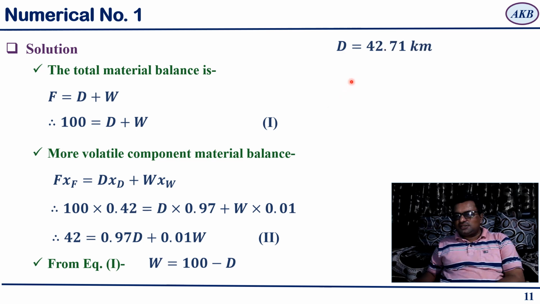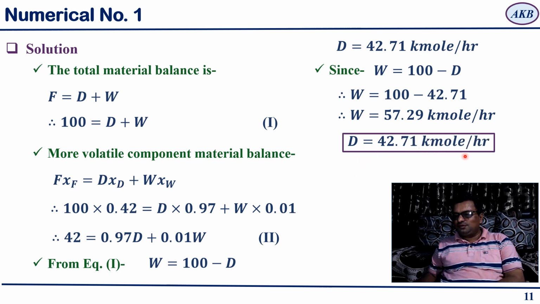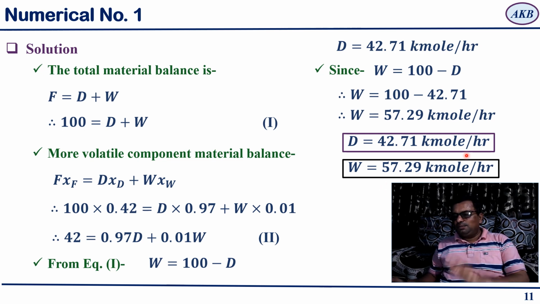Since we just got D as 42.71 kilomole per hour, W is 100 minus D. You just have to use the value of D. So W will be 100 minus 42.71. That is, W is equal to 57.29 kilomole per hour. Okay, so in these steps we get W. We have already got D. So at the end we have to report these two values, D and W. So D comes out to be 42.71 kilomole per hour and W comes out to be 57.29 kilomole per hour.